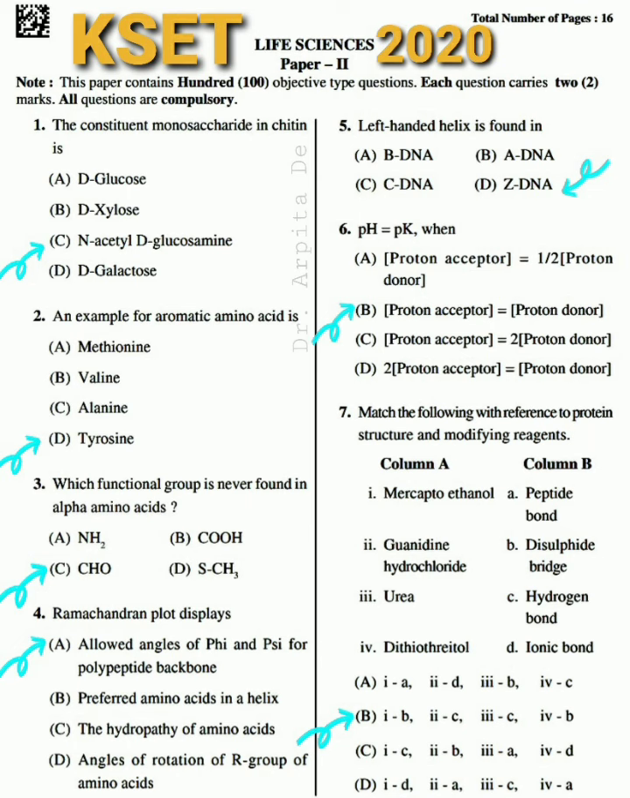Now coming to question number 7, match the following with reference to protein structure and modifying agents. So here two columns are given. Column A has names of certain modifying agents, and column B has the protein structures. So the 4 components in column A are mercaptoethanol, guanidine hydrochloride, urea and dithiothreitol. Column B has polypeptide bond, peptide bond, disulfide bridge, hydrogen bond and ionic bond.